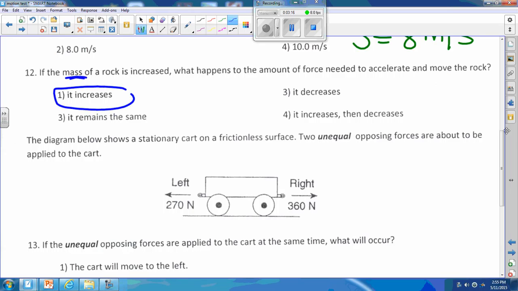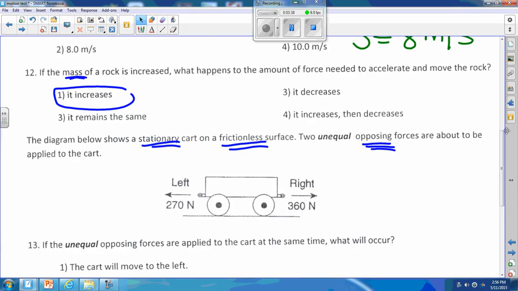We're looking at a stationary cart. Stationary means it's not moving. And it's on a frictionless surface, so there's no friction involved. So we have 2 unequal opposing forces. Opposing forces mean they're opposite forces. Right, we're pulling 360 newtons. Left, we're pulling 270 newtons. So what's going to happen to the cart?